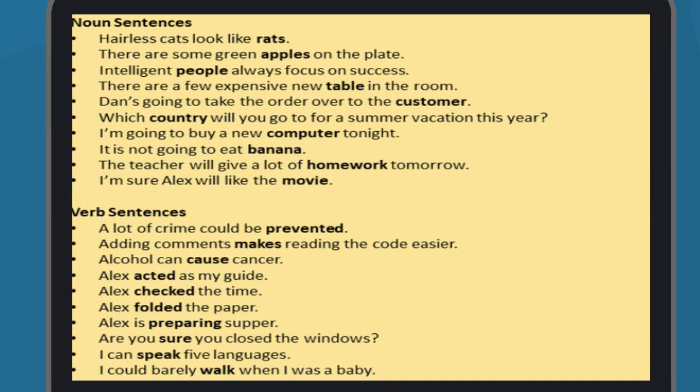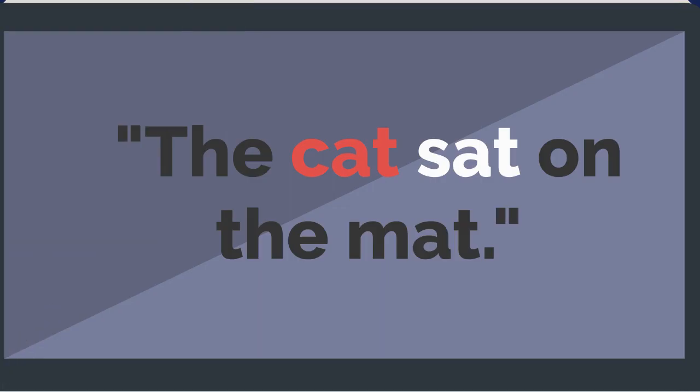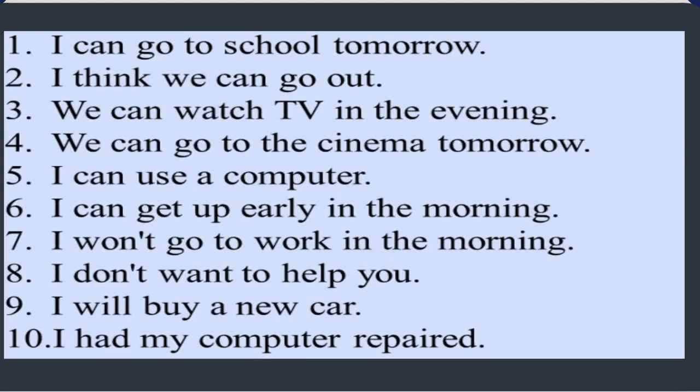in sentences. Here's an example of a sentence that uses both a noun and a verb. The cat sat on the mat. The noun is cat, and the verb is sat. In Duolingo, you might see similar sentences and be asked to identify the noun and verb.